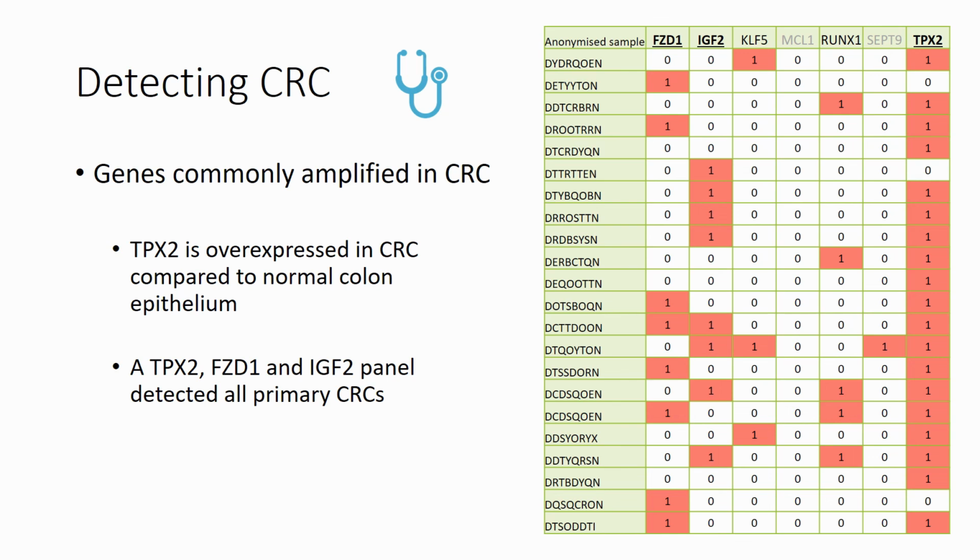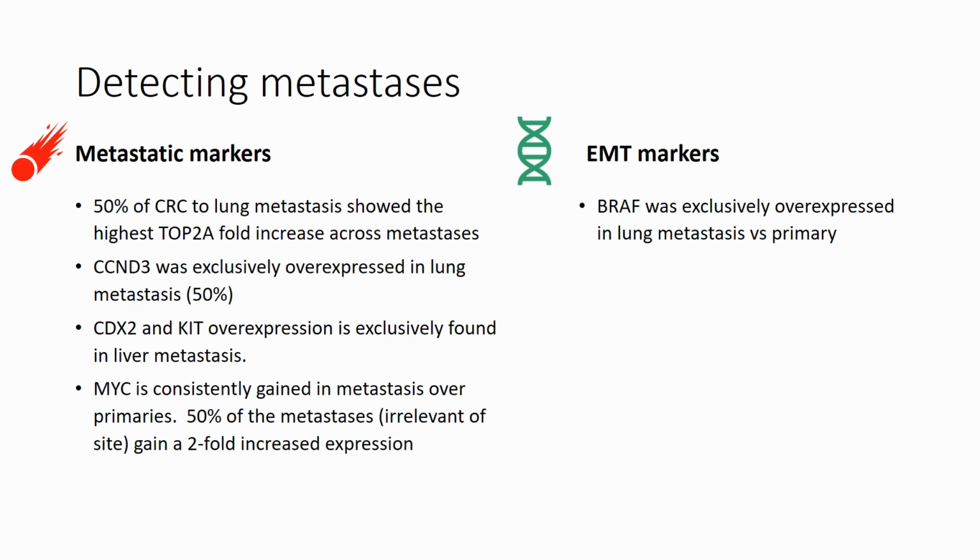So here we show that there's a huge amount of TPX2 represented in this particular group of patients. So TPX2 was overexpressed at an mRNA level, which for us reflects that there is a gene amplification, overexpressed compared to normal colon. Then if you take TPX2, FZD1 and IGF2, we have the whole cohort together. So that's a nice panel for these specific types of tumors.